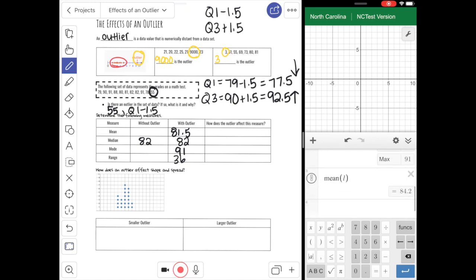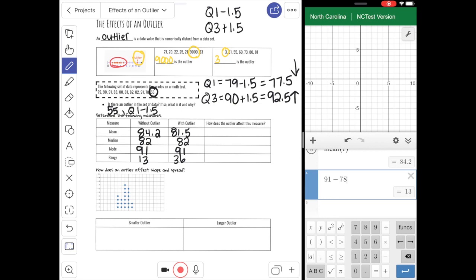My mean is 84.2 without the outlier. My mode, even though I took 55 out, is still going to be 91. And my range is going to be my maximum minus my minimum. So my maximum is 91 and my minimum is 78. So that's going to be 13.